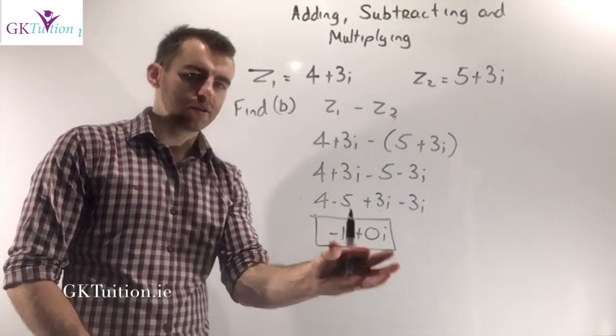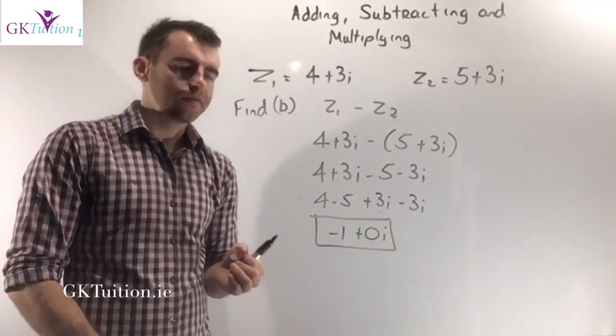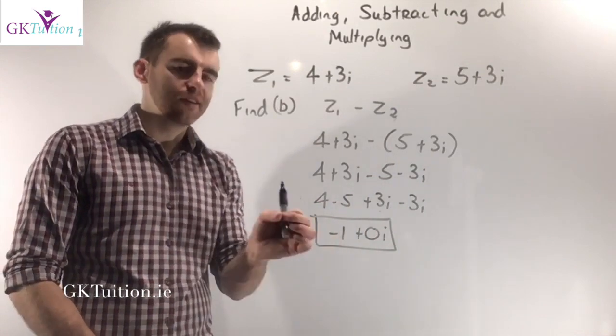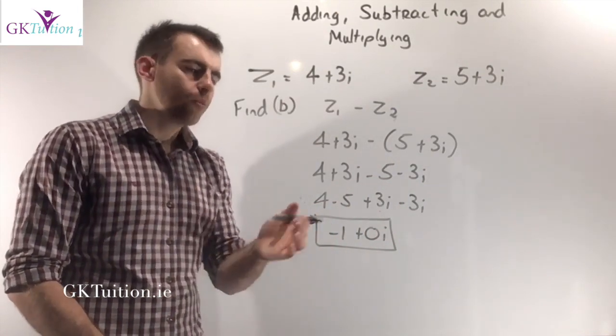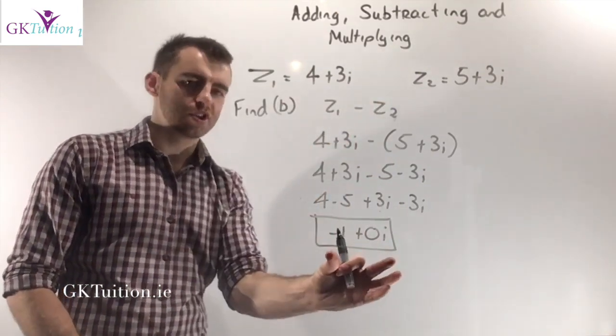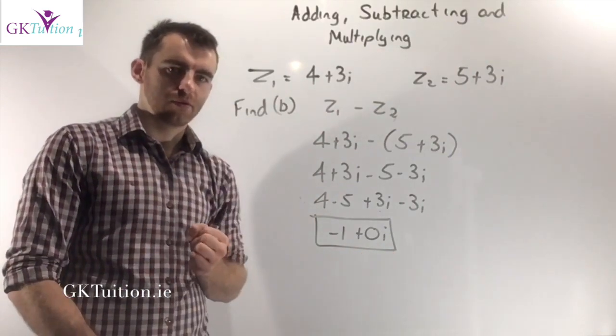Your answer should still be in rectangular form. Often in the exam questions, it will say to leave it in the form of a plus bi, but even if it didn't in this question, you should still leave your answer in rectangular form.